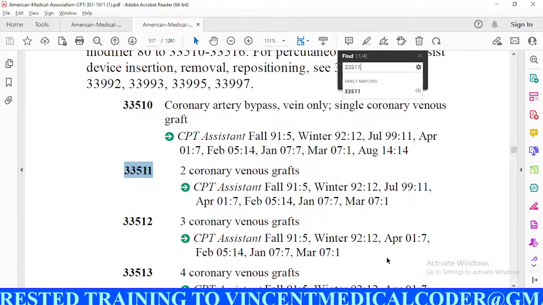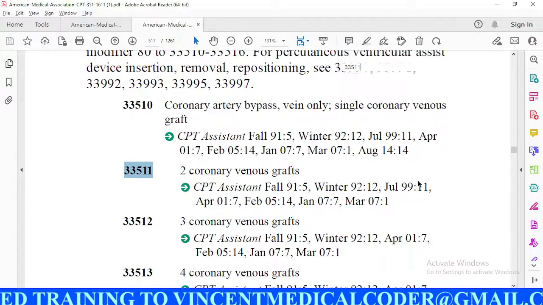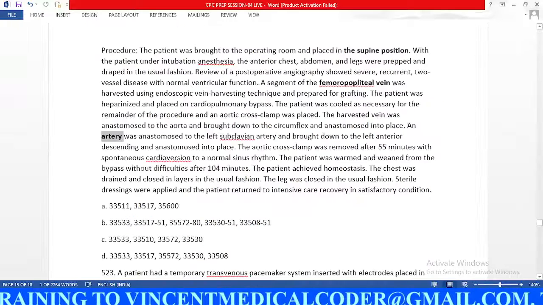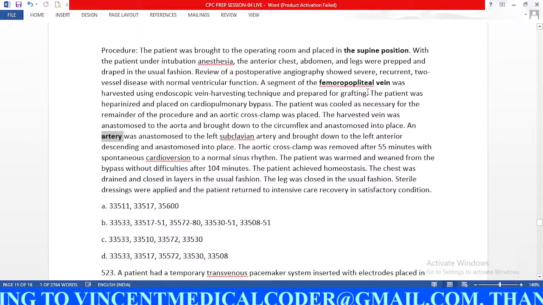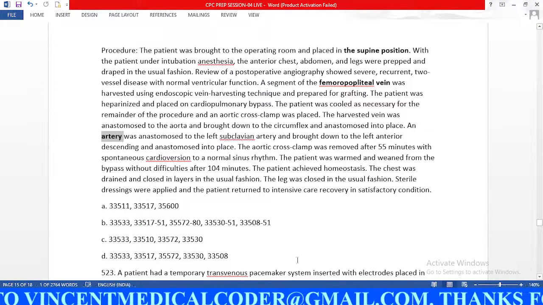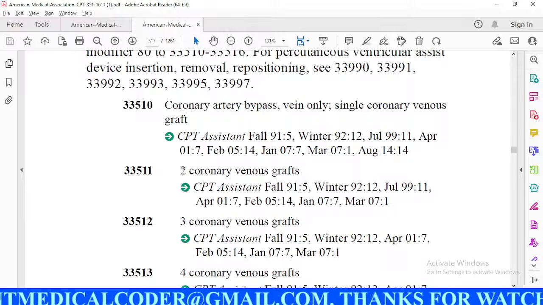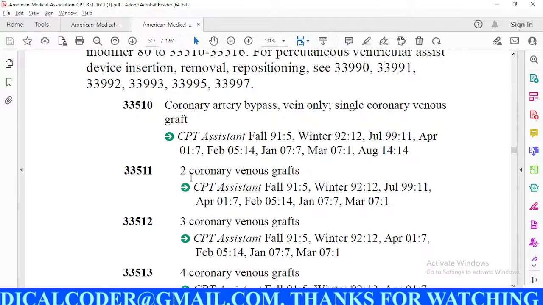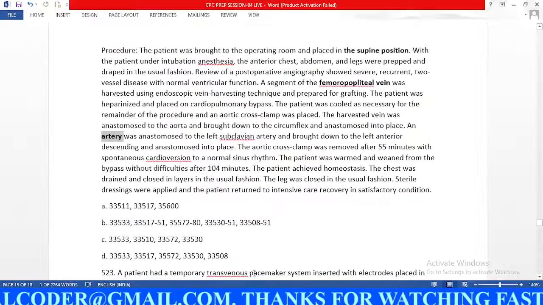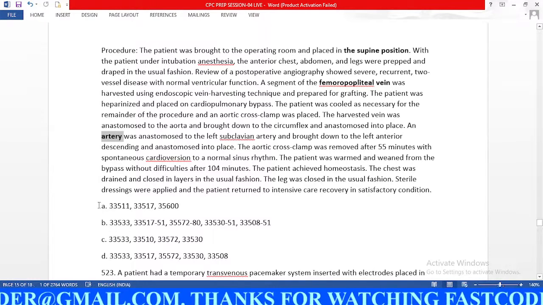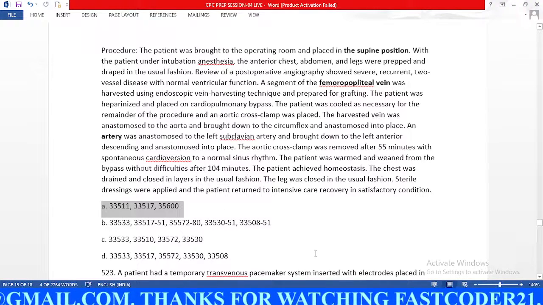So here, two coronary venous graft. So is this answer directly correct? Wrong. Why? Here the physician has used one vein as well as the artery. But here A is telling us the physician has used two coronary venous grafts. So 33511, option A, is wrong. So directly we can eliminate this answer.